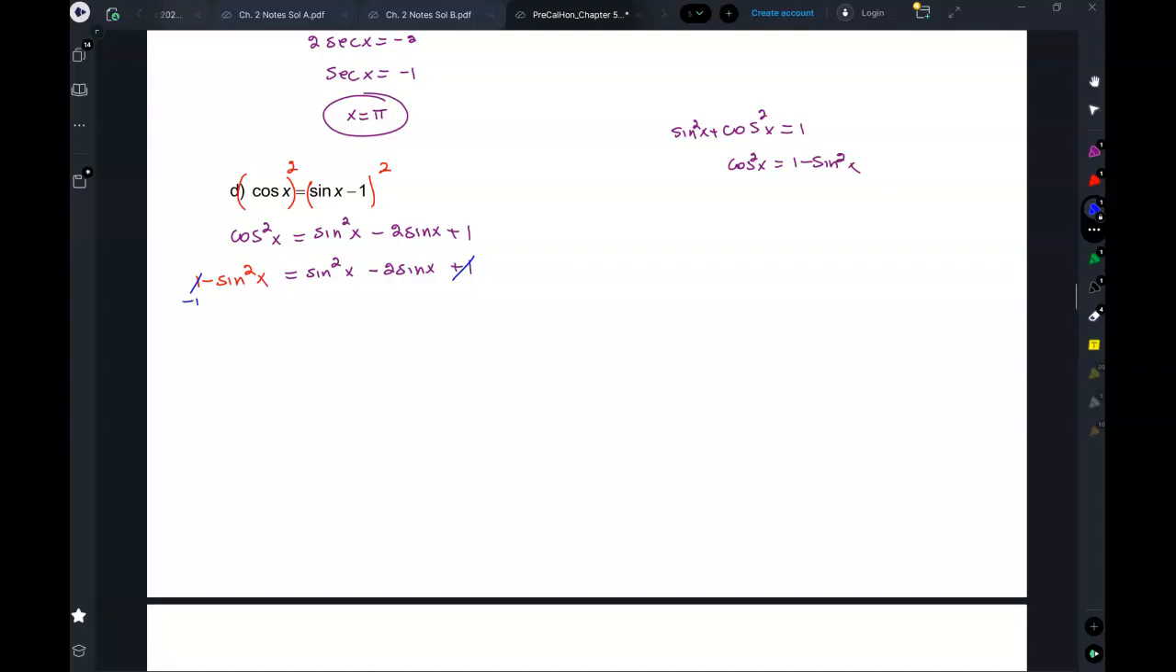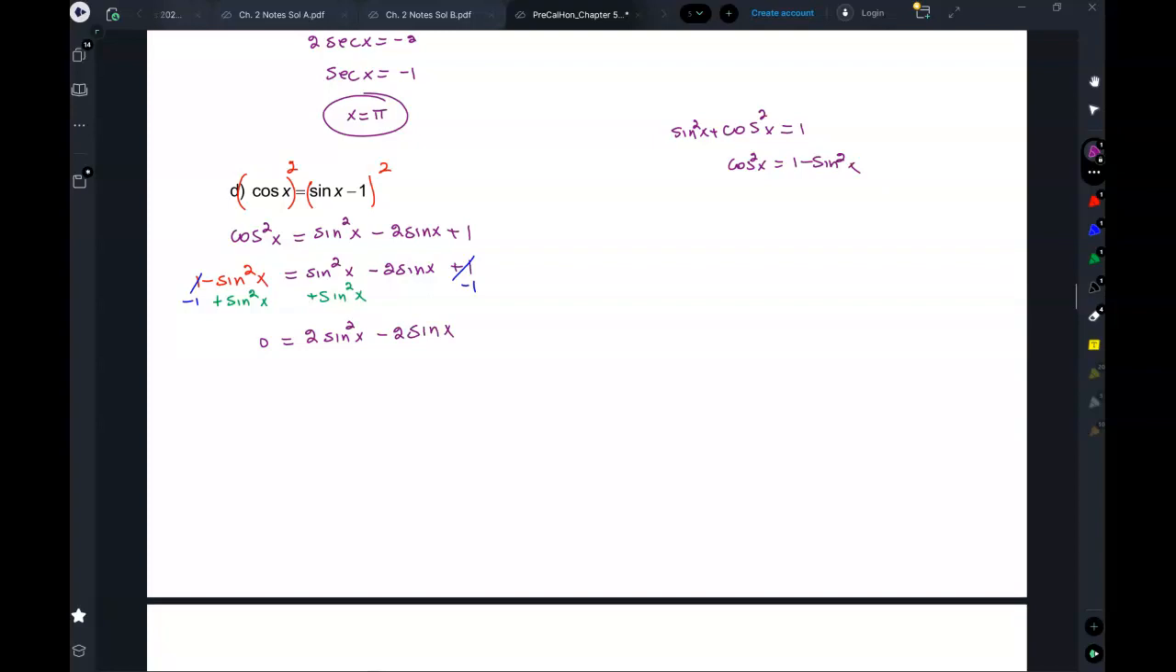Like minus 1. What would I do now here? Minus, you factor out the sine. Minus sine squared x and set it equal to 0. Or add sine squared x rather. So plus sine squared x on both sides. So now this will be 0 equals 2 sine squared x minus 2 sine x.